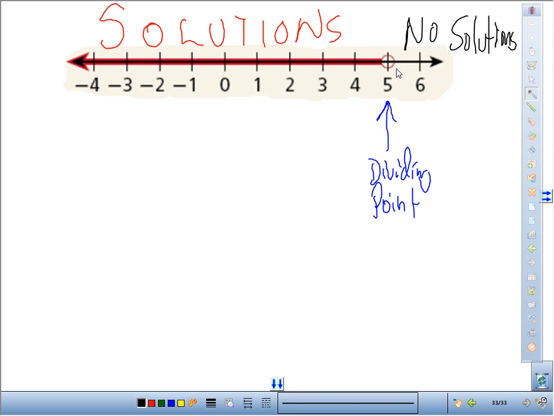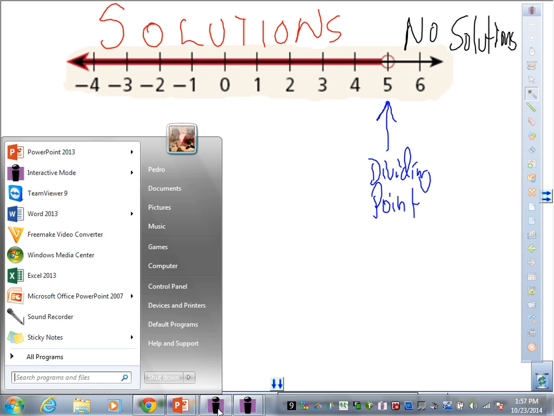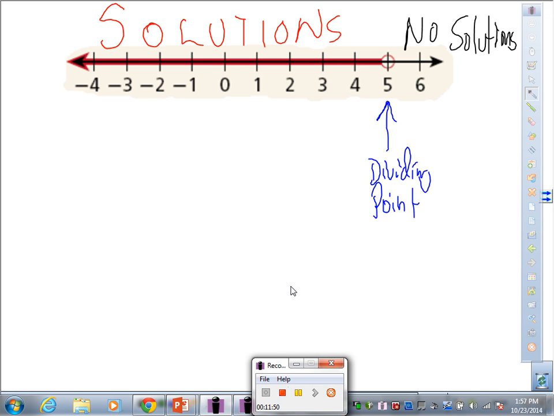Label your number line, please, really quick so I can continue. It's on the very first number line: write solutions, no solutions, and dividing point. If you want to write that one on top, that's fine. Do that, please. Copy that now. All right, here we go.